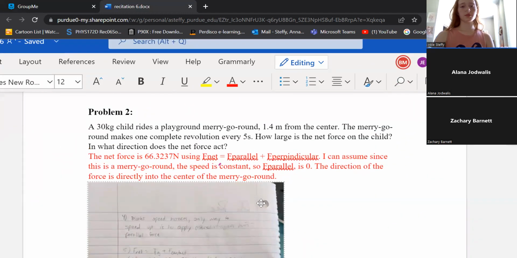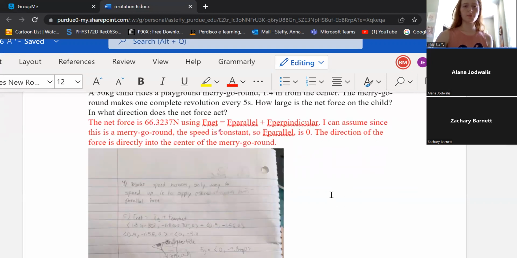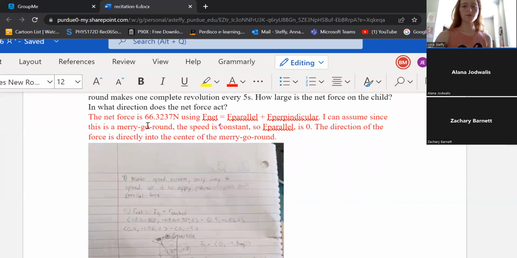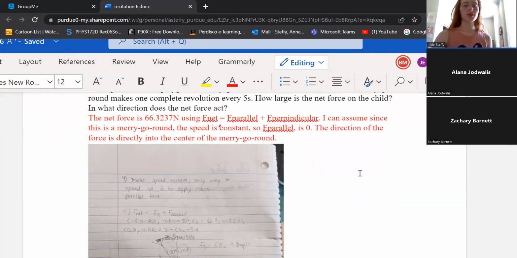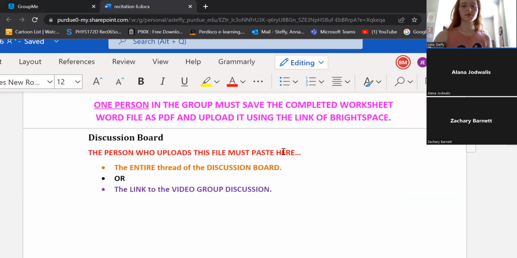And then problem 2. A 30 kilogram child rides a playground merry-go-round 1.4 meters from the center of the merry-go-round, and it makes one complete revolution every 5 seconds. How large is the net force on the child? In what direction does the net force act? You get the exact same answer. Speed is constant, so the parallel component is 0. The direction is to the center.